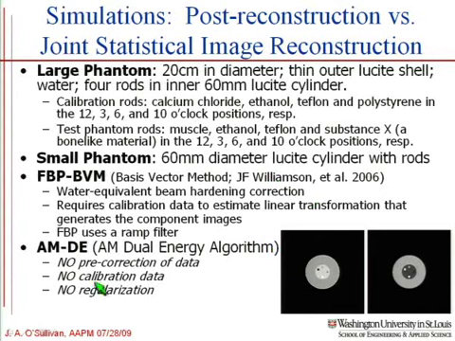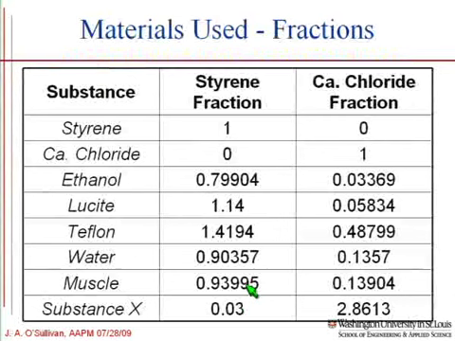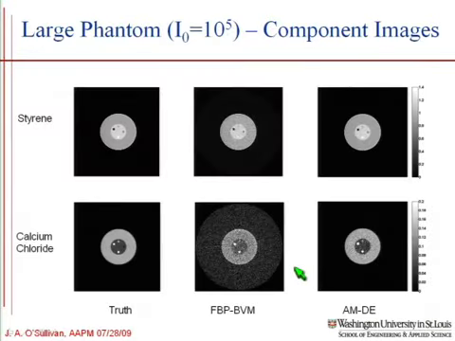That is as opposed to the AM dual energy algorithm, which I talked about on the last slide, which has no pre-correction of the data, does not use the calibration data in any way, and also, in what I'm showing here, we don't have regularization. This just shows the fractions of the materials used. The substance X is a heavy bone-like material. Many of the others have a higher styrene concentration.